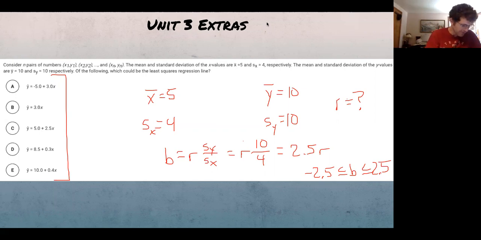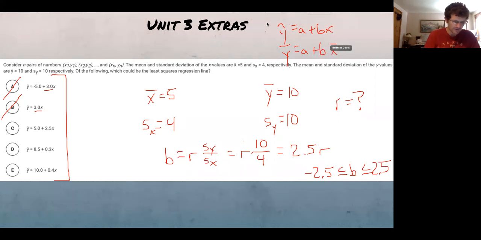So I can rule out any problem that has a slope bigger than that. So this one and this one, I have to rule out. Those both have a slope of 3, so that's too big of a slope. The next one is 2.5, which is probably not likely, but it technically fits inside of our range. So we're good to go. All right, now the other thing to remember is that your regression equation y hat equals a plus bx always passes through y bar, x bar.